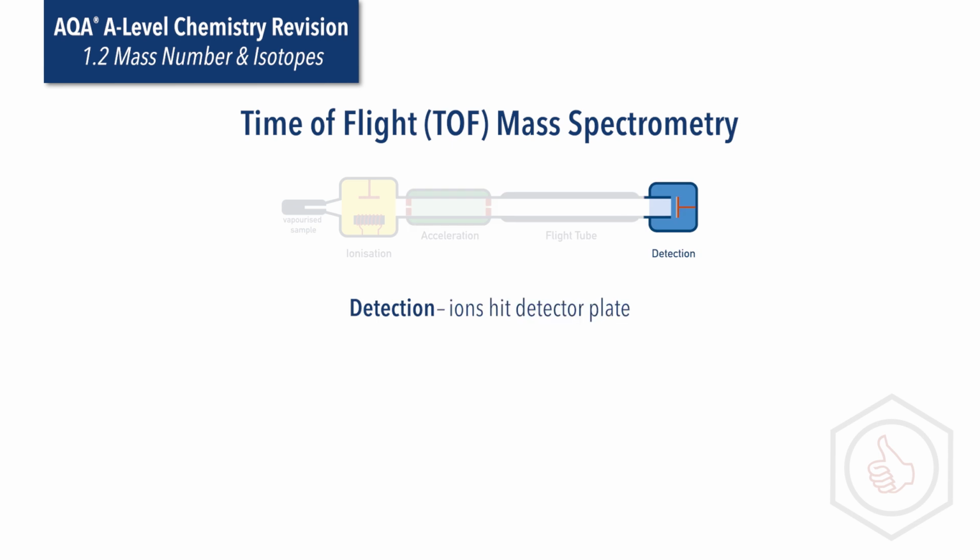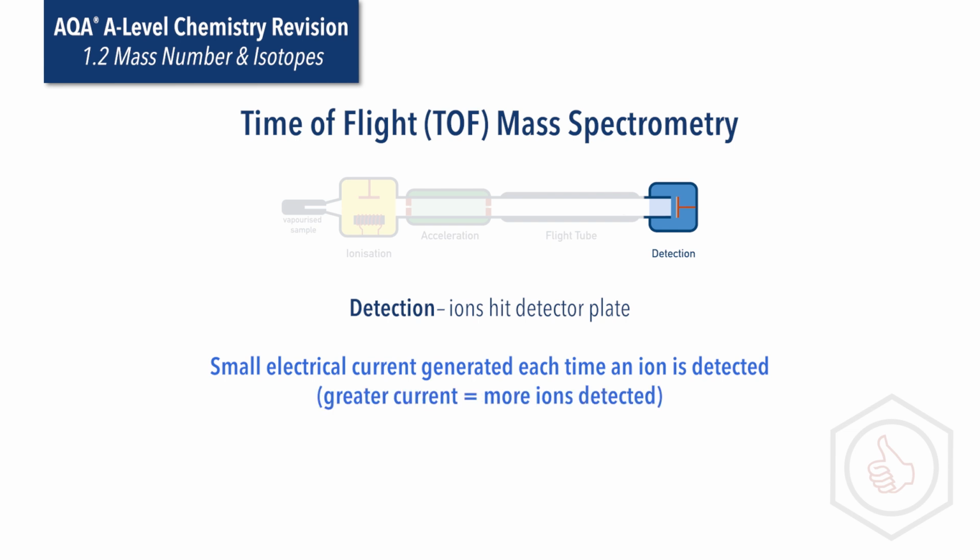Each time a positively charged ion hits the detector plate, a small current is generated. And the greater the number of ions hitting the detector at any one moment, the greater the current, meaning we can use the amount of current generated to determine the relative amounts of all the ions being detected, and therefore figure out the relative amounts of each isotope in our starting sample.